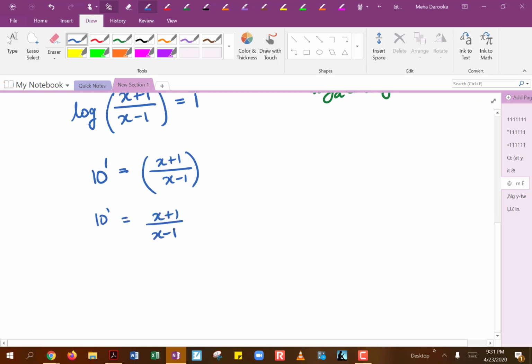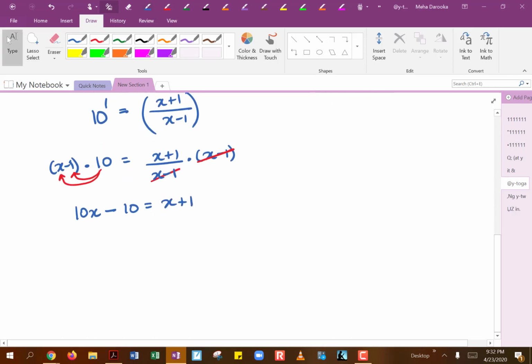Okay, so now of course our goal is to find a way to get our x terms together. So 10 to the first power of course just means it's going to be the number 10. So I'm actually going to start by multiplying both sides by x minus 1 to get rid of that denominator on the right hand side. And then of course we will need to distribute this 10 inside the parentheses. So 10 times x will give us 10x, minus 10 times 1 will give us 10, and then we are left with x plus 1 on the right hand side.